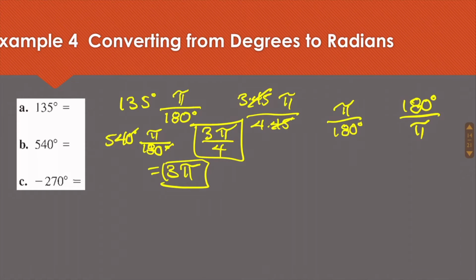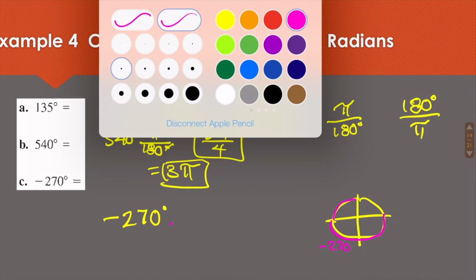Okay, and finally, we have negative 270 degrees. If you need to, you could draw a unit circle and come up with what that looks like. Negative 270 degrees. Well, let's see. I'm going to be going from here and heading in the negative direction, and then heading over here a little bit more, and that's negative 270. So what is negative 270? Let's go ahead and convert that first.